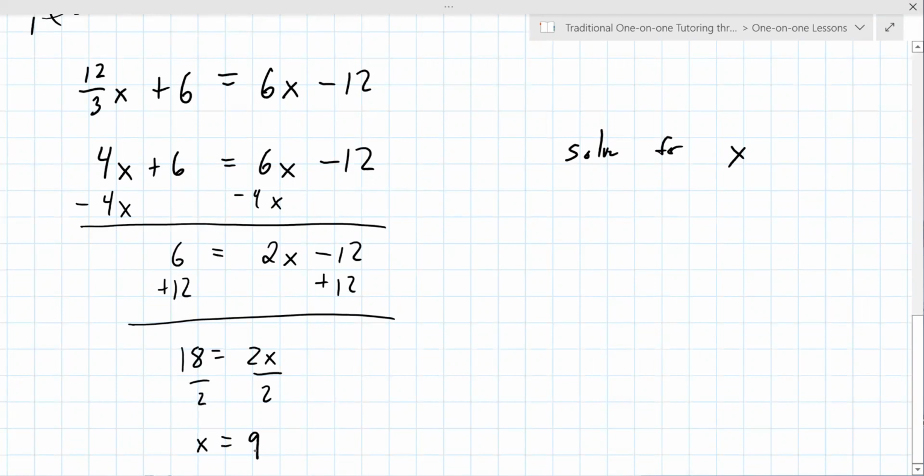Okay, positive 9. So I was close. Well, kind of. I mean, if it's off by a negative, it could be a big deal.